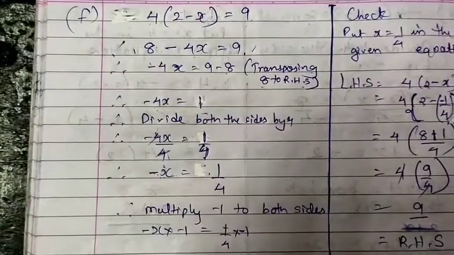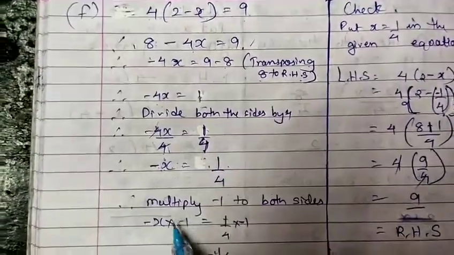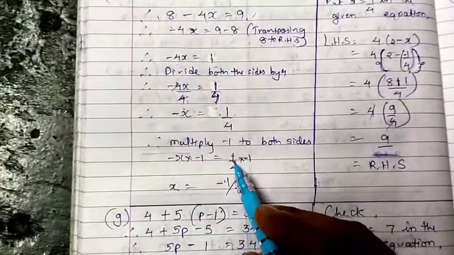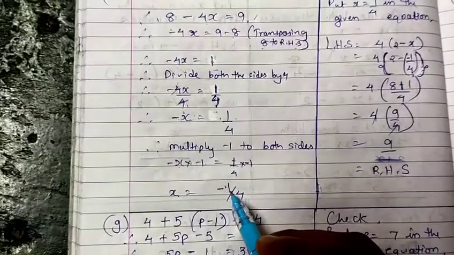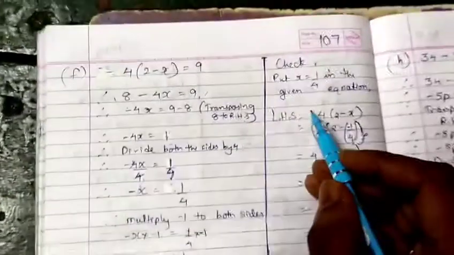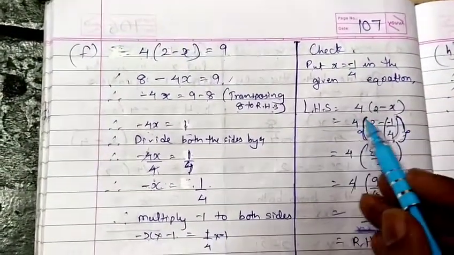right hand side. So if I multiply by -1 on my left hand side, you have to multiply by -1 on your right hand side. By doing so, negative into negative becomes positive, and positive into negative becomes negative. So the value of x equals -1 by 4. Now you have to substitute the value of x equals -1 by 4 in the given equation.